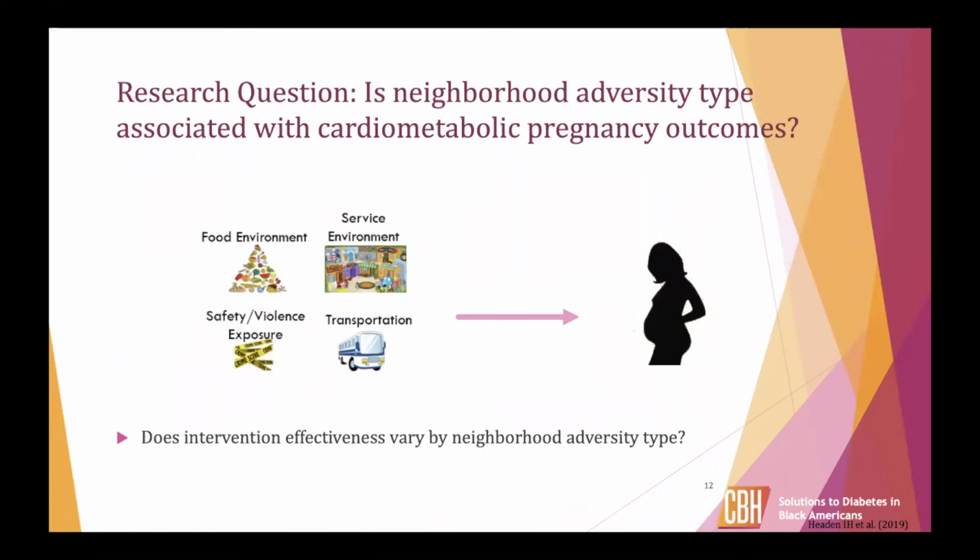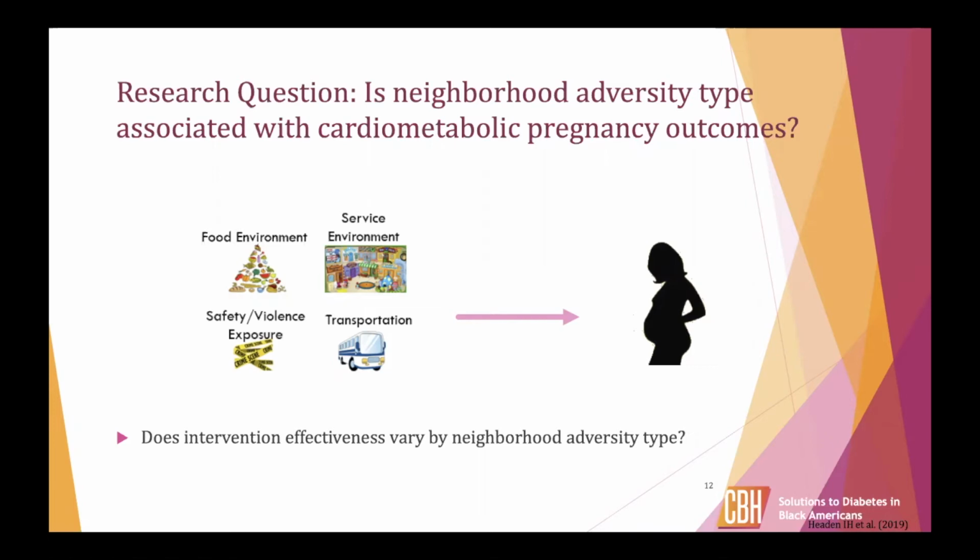So within an intervention context that I'll talk about in a few slides, I really was interested in understanding whether neighborhood adversity type was associated with cardiometabolic pregnancy outcomes, some of which you saw on the slides previously, but I'll talk about more in depth in a few slides. And importantly, I was interested in whether intervention effectiveness for the particular intervention context in which I was doing this work varied by these neighborhood adversity types.